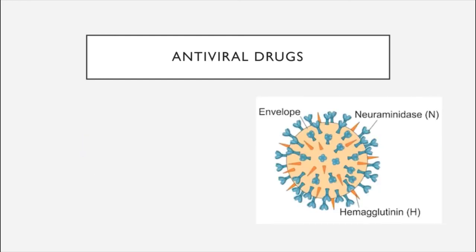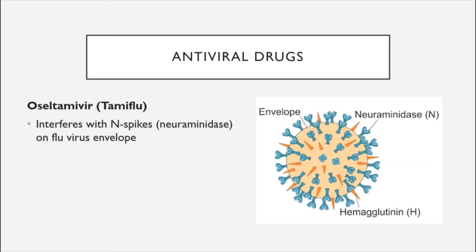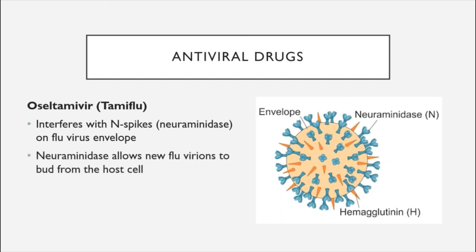The next antiviral drug that we will talk about as an example is oseltamivir, or as you've probably heard it called, Tamiflu. Tamiflu is used to treat infections of the flu, and the way that it works is by interfering with the special protein spikes found on the surface of the flu virus called N spikes. N stands for neuraminidase. And neuraminidase is an enzyme that allows the new flu virions to bud from the host cell.